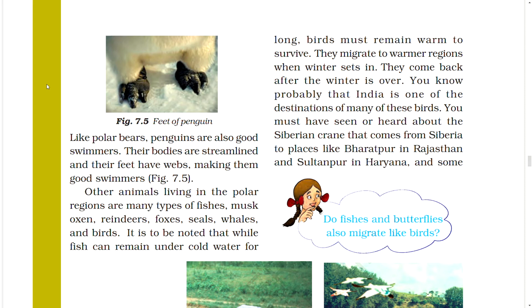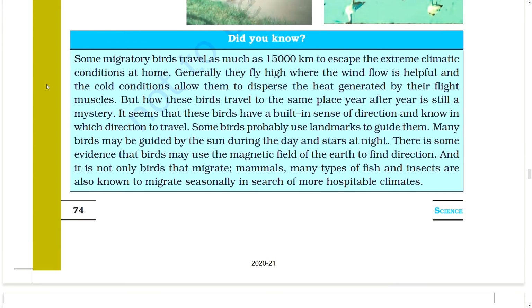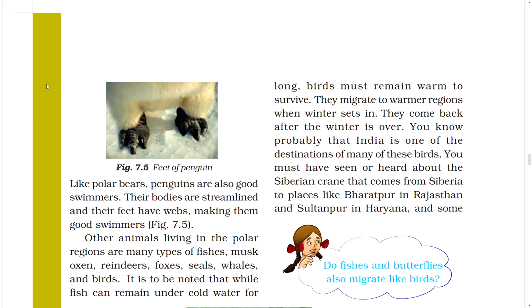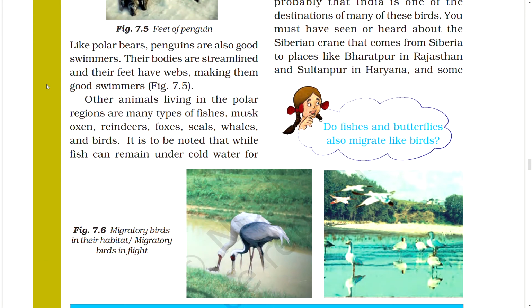It is to be noted that while fish can remain under cold water for long, birds must remain warm to survive. They migrate to warmer regions when winter sets in. They come back after the winter is over. You know probably that India is one of the destinations of many of these birds. You must have seen or heard about the Siberian crane that comes from Siberia to places like Bharatpur in Rajasthan and Sultanpur in Haryana. And some do fishes or butterflies also migrate like birds?